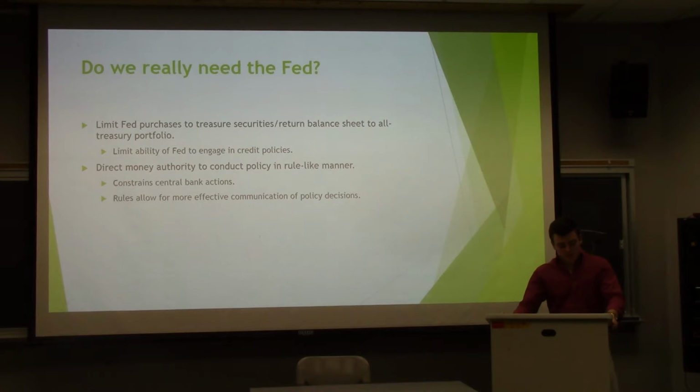If we limit the Fed's purchases to Treasury securities and return the Fed's balance sheet to an all-Treasury portfolio, this would limit the ability of the Fed to engage in credit policies that target specific industries. Another way to constrain central bank actions is to direct the monetary authority to conduct policy in a rule-like manner. Rules allow for simpler and more effective communication of policy decisions.